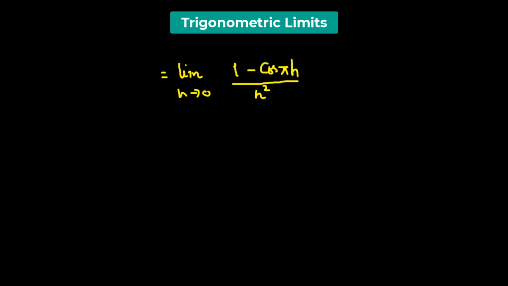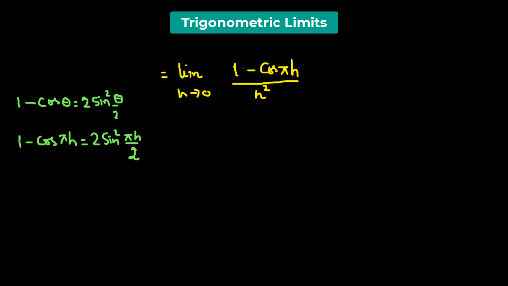Now we're going to use the identity. So we know that 1 minus cosine theta is equal to 2 times sine squared theta over 2. So if we replace theta by pi h, we are going to get 2 times sine squared (pi h over 2).